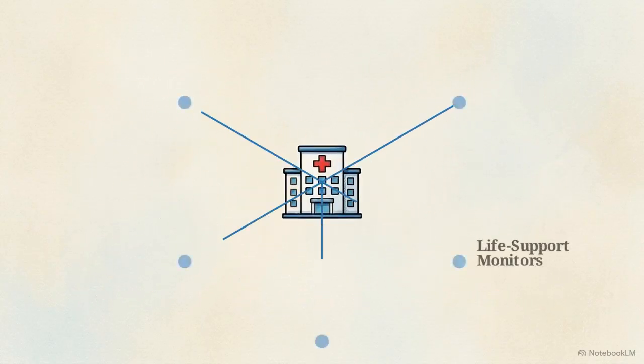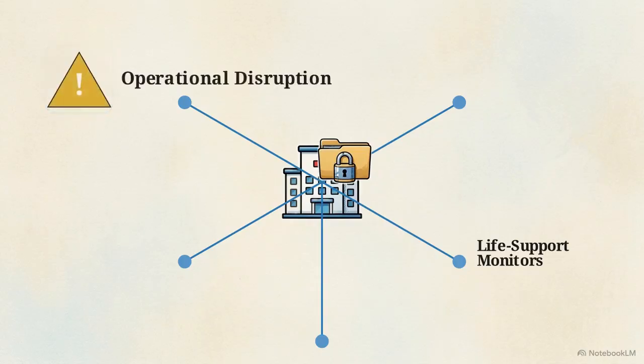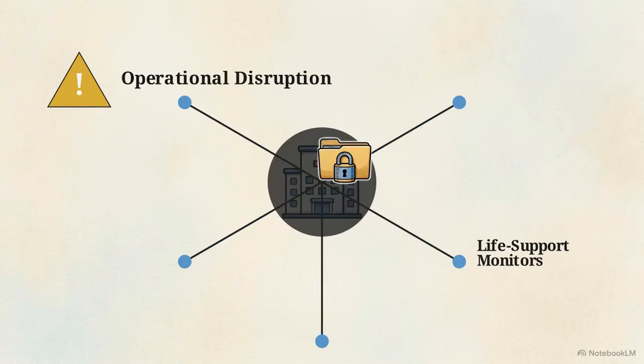Now, consider a different scenario. A ransomware attack that locks down a hospital's entire network. Pause the video. Which effects of a breach category applies here? Operational disruption is correct. Notice the stakes. A digital lock on a hospital server directly cuts off data to patient life support monitors, threatening immediate human lives.